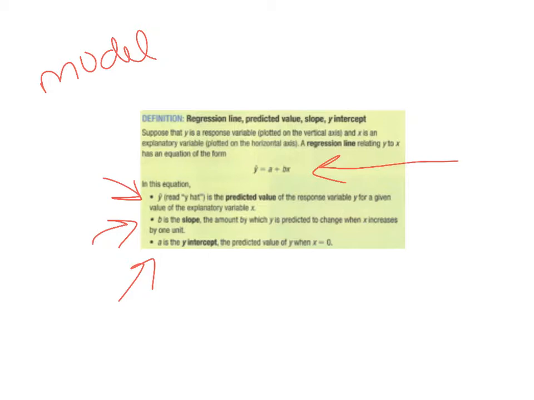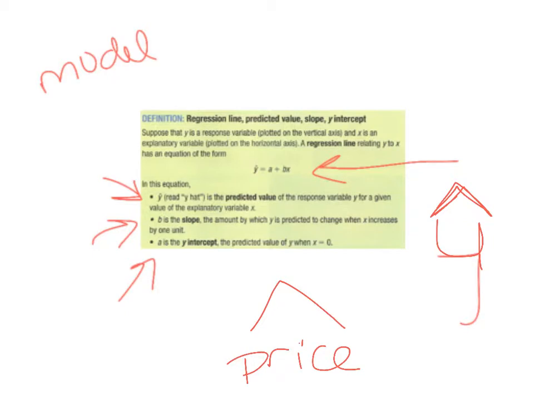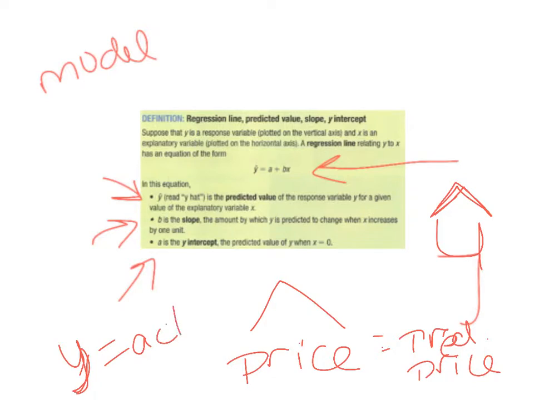So y hat is our predicted value, and you have to write it like that every time. It is the letter y with literally a little pointy hat over it. And when you write your context, for instance, our context in this case is price, what that means is this is our predicted price. That's what the little hat stands for. If you don't have the hat and you put just a y, that means that is the actual price, which it may not be. So you have to make sure you use that notation correctly.